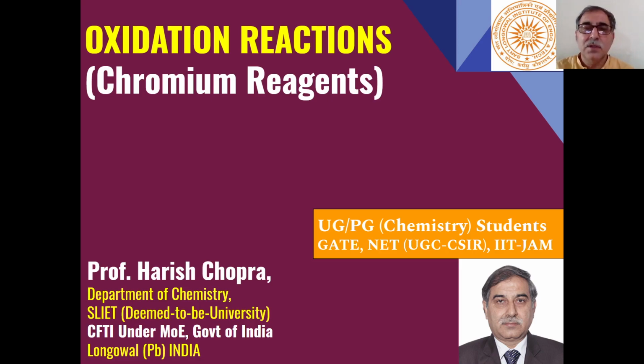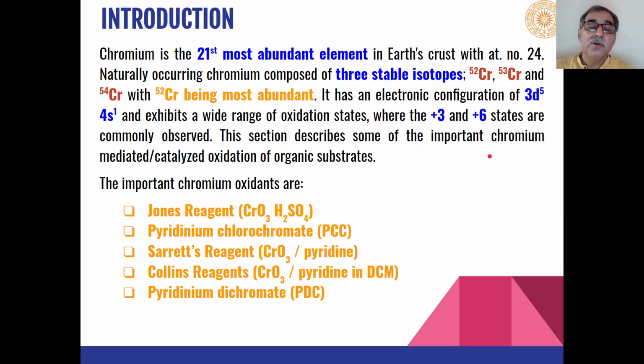Dear students, continuing with our lecture series on oxidation reactions, in this lecture we will discuss the different functional group transformations using chromium reagents. Chromium, as you know, is the 21st most abundant element in Earth's crust, and its atomic number is 24. There are three stable isotopes of chromium which are present naturally: chromium 52, chromium 53, and chromium 54.